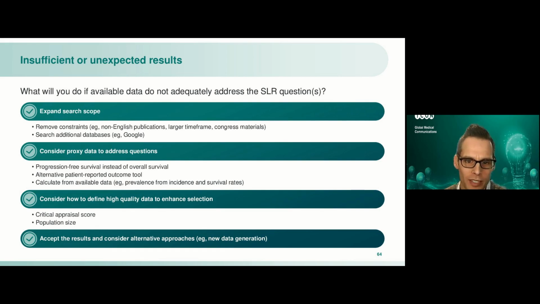Also, maybe consider redefining how you define high quality data. It's a gray area, walk a fine line, but maybe you can adjust where you set your threshold for your critical appraisal inclusion. And finally, maybe the answer is the answer, and you're willing to accept that when you go into it. If it doesn't address the question or it gives you whatever answer it is, you'll live with that and move to the next thing after that, maybe new data generation.